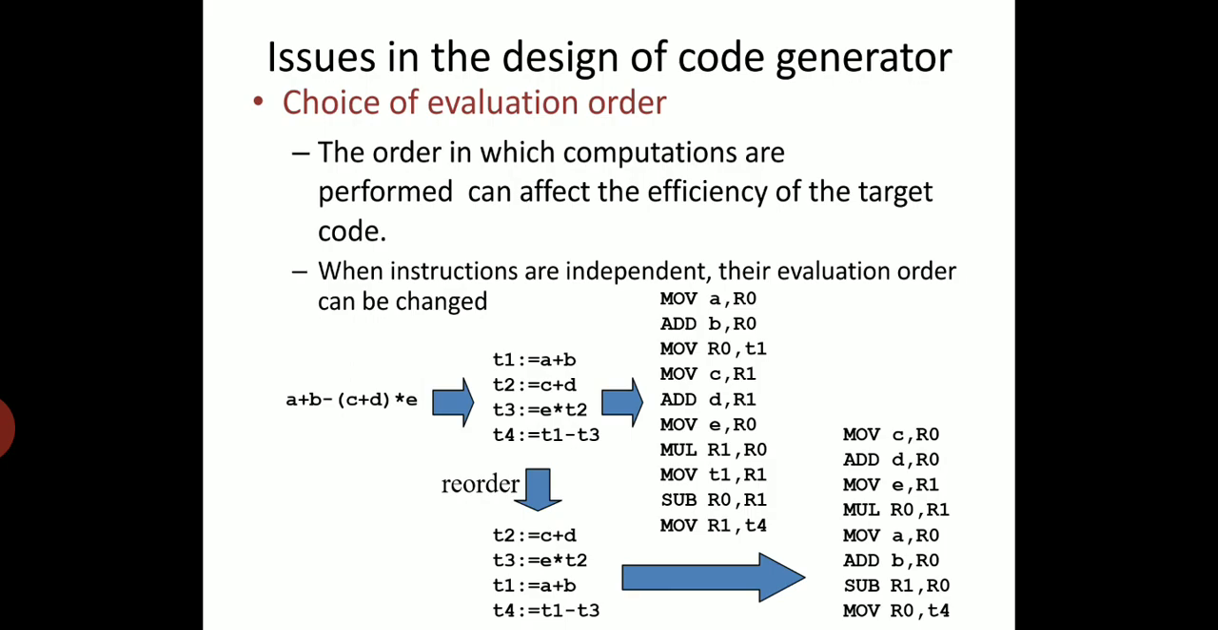Another issue is based on the choice of evaluation order. Consider this example. This is a set of intermediate code representation corresponding to A plus B minus C plus D, the whole star E. So these are the set of intermediate representations. This is the set of code. If we reorder this intermediate representation, we will be getting another code with fewer statements. That is why the order in which computations are performed can affect the efficiency of the target code.